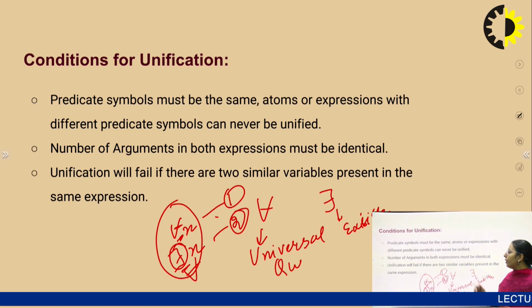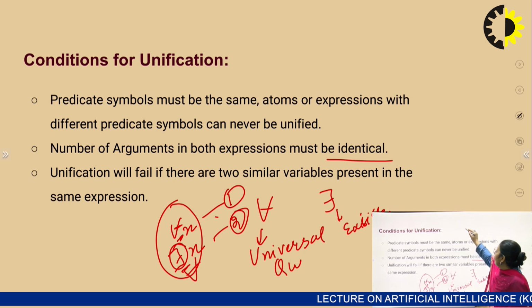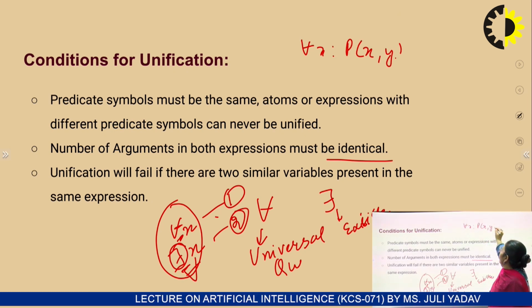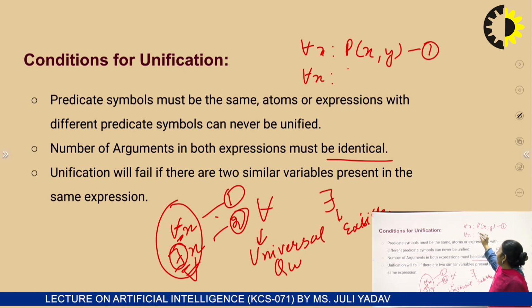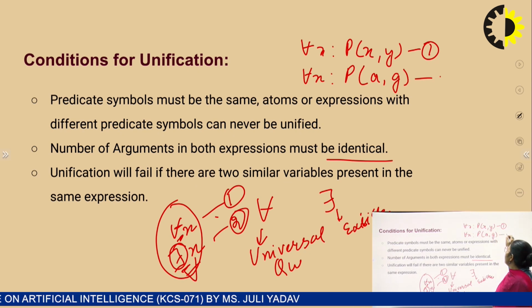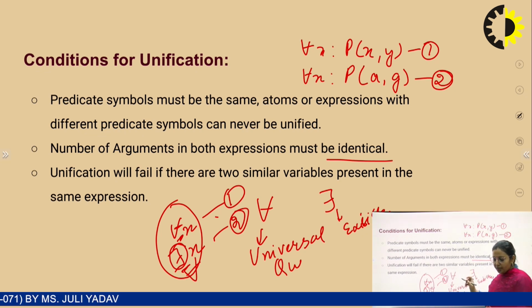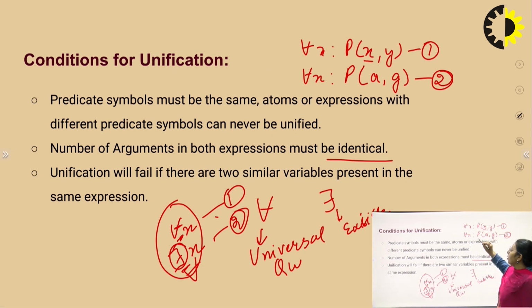The second condition is that the number of arguments in both expressions must be identical. Suppose I take the first expression as p of x comma y, and the second expression as p of a comma g. What does the second condition say? The number of arguments in both expressions must be identical. In the first expression there are two arguments, and the second expression also has two arguments. So these two expressions can be unified, right?